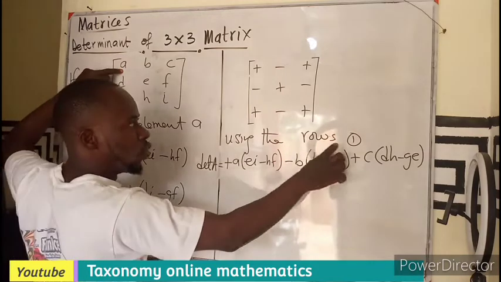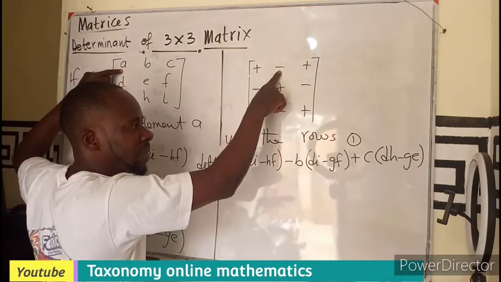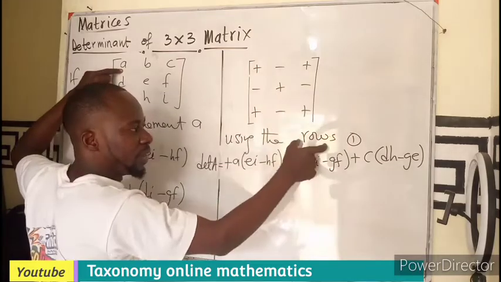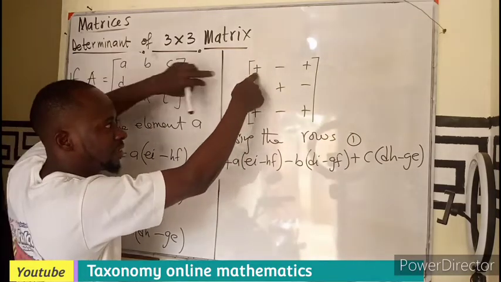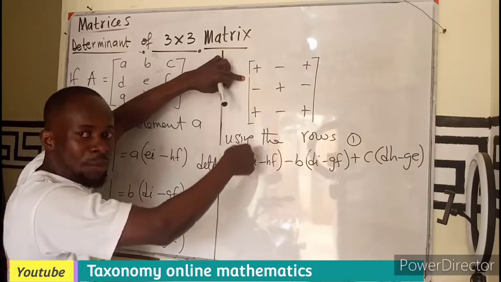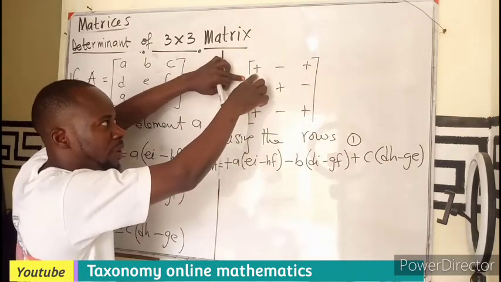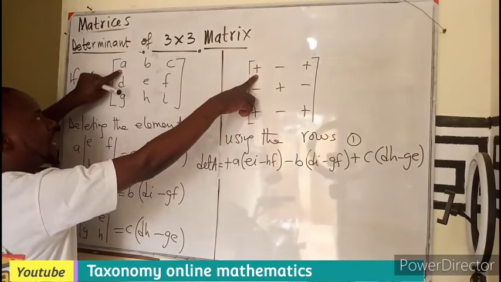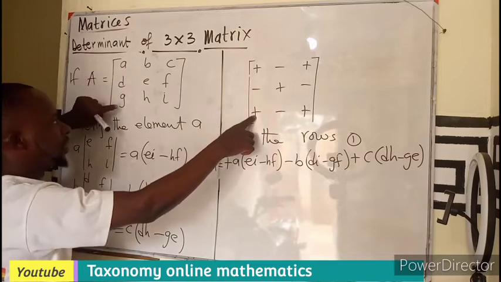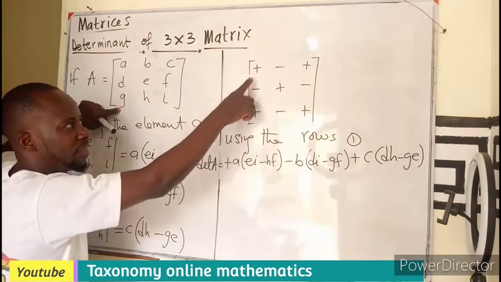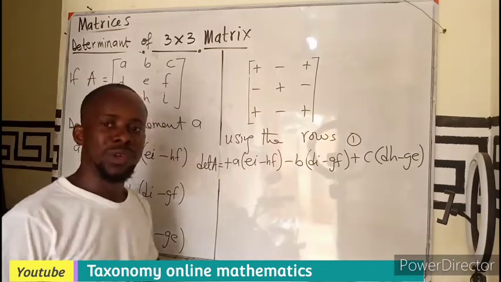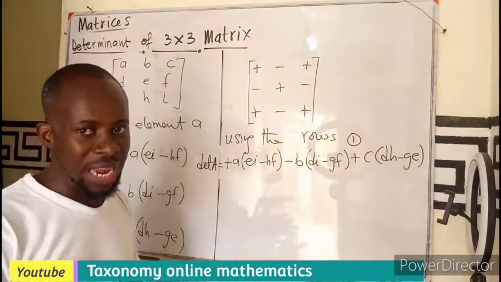That is using row 1. So I'll be using plus, minus, plus, if the column is going to be plus, minus, plus in the same order. But in this case, I'll be having A, D, G. I will not be having A, B, C. So this is what we are using as the formula.